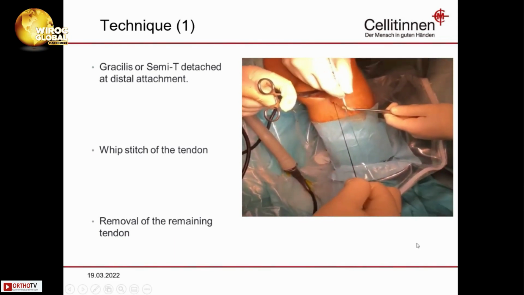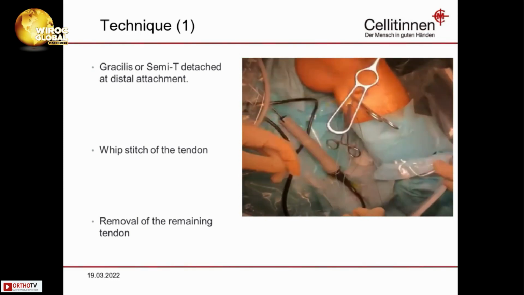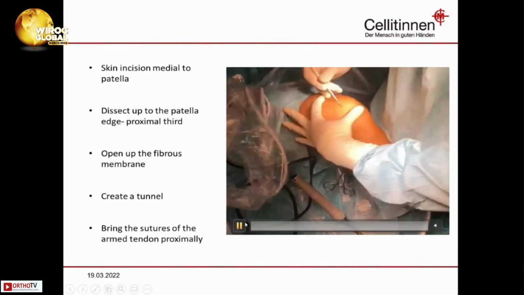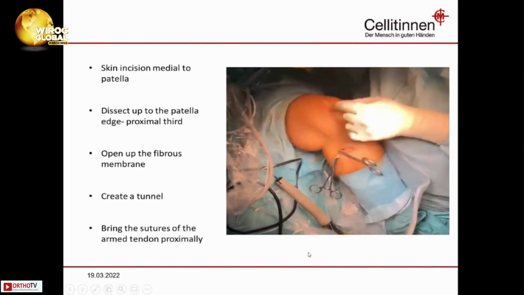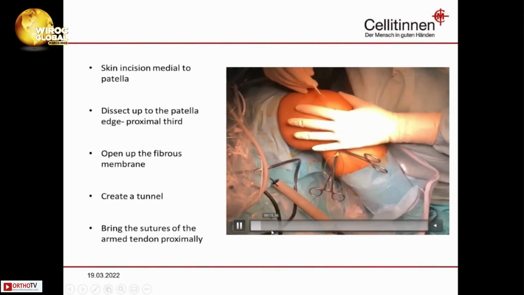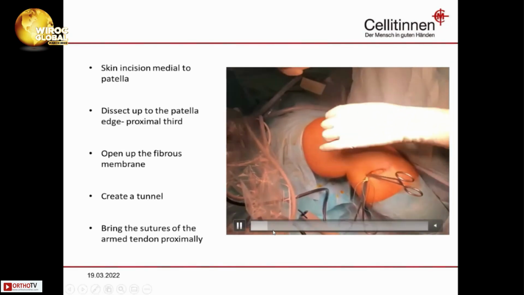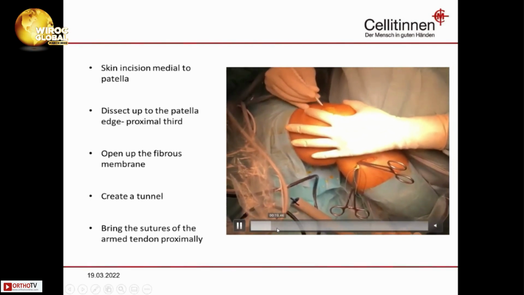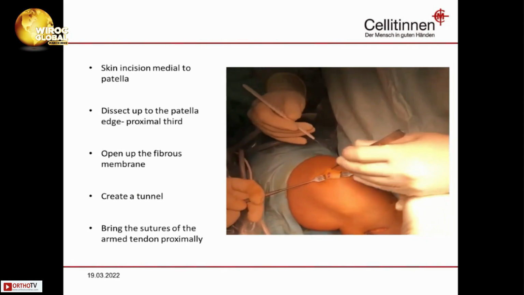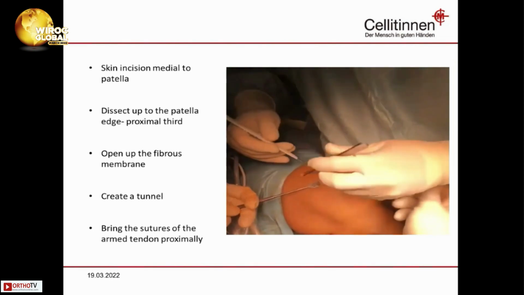So in order, when you pull the tendon into your bone canal afterwards, it can pass through it easier. Afterwards, you do a medial incision, medial to the patella, and you dissect the first third of the proximal patella, the medial side, till the bone, in order to find out the attachment of our tendon, of our graft. And afterwards, you have to prepare, open up the fibrous membrane.